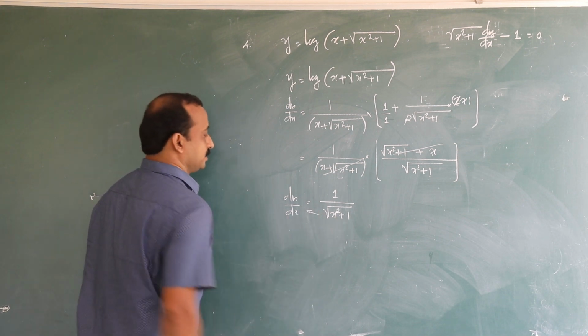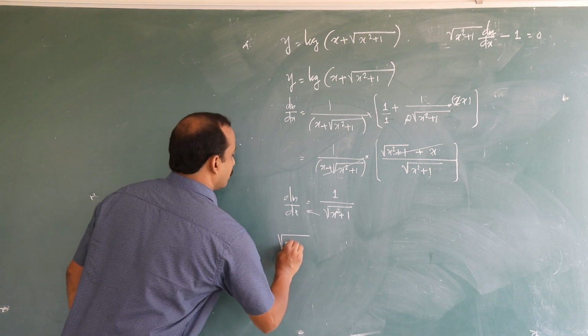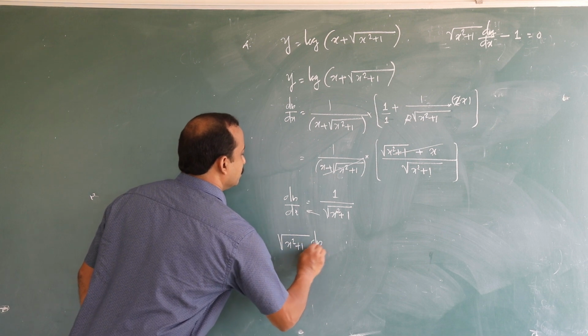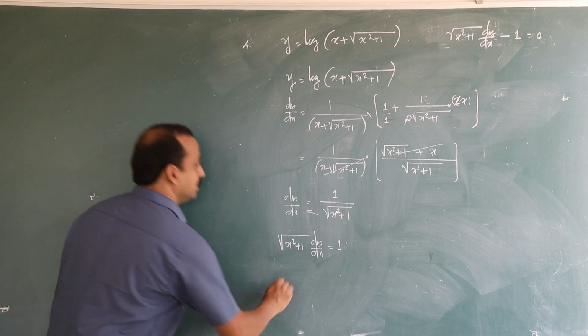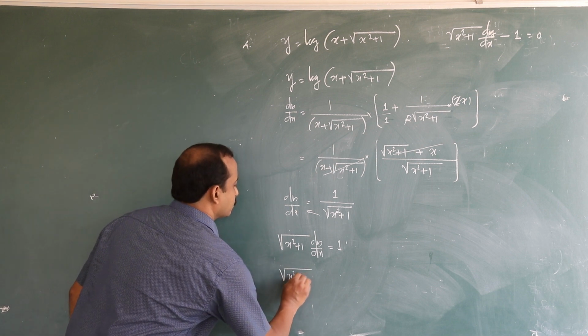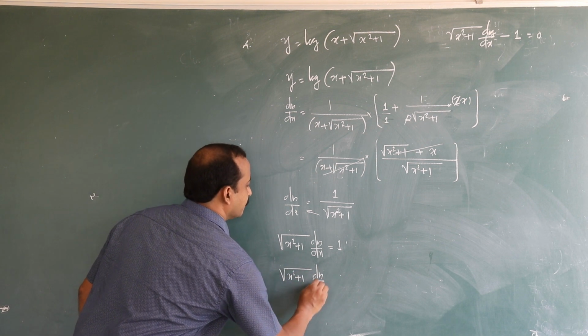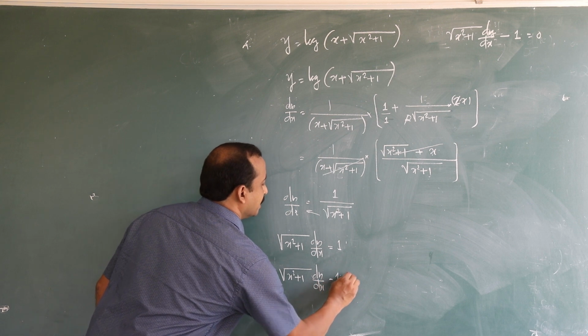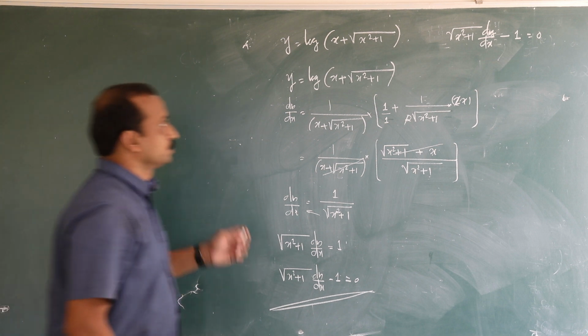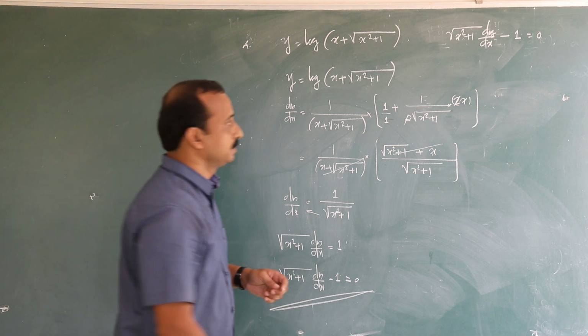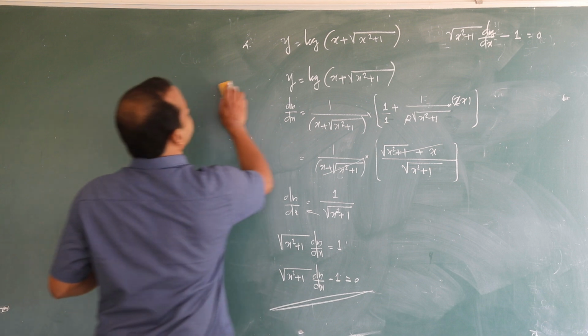And lastly, cross multiply is done, we get square root of x square plus 1 into dy by dx is equal to 1. That is, root of x square plus 1 into dy by dx minus 1 is equal to 0. The fourth question. It's also a very simple question. Try to understand.